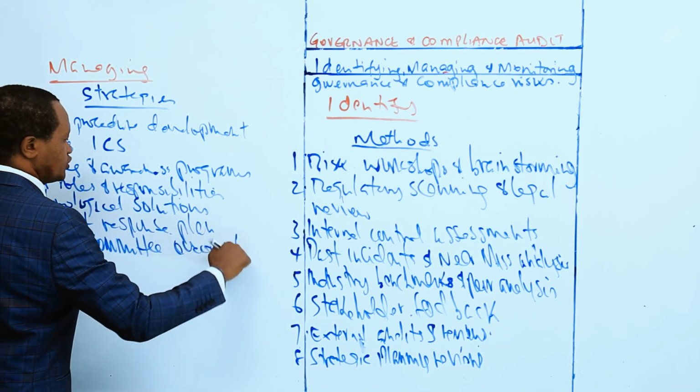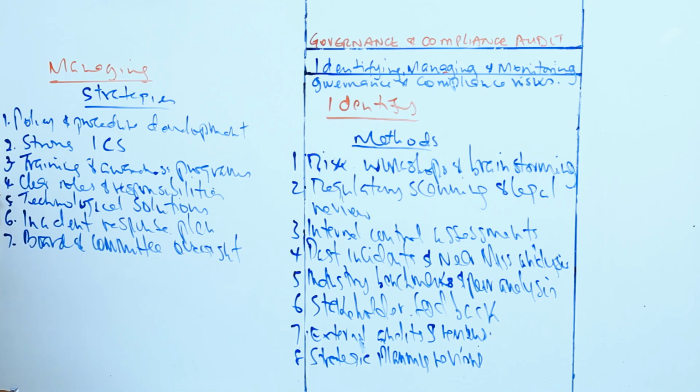This is yet another strategy. Board and committee oversight. This is ensuring the board, particularly the audit committee and risk committees, provide effective oversight of governance and compliance frameworks. It may also involve regular reporting to the board on risk status, on control effectiveness, and compliance performance.